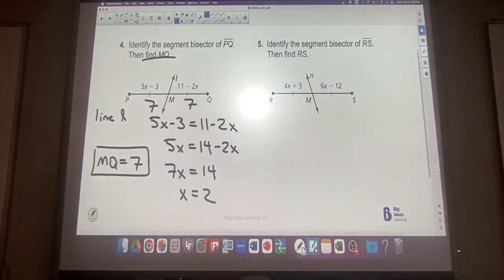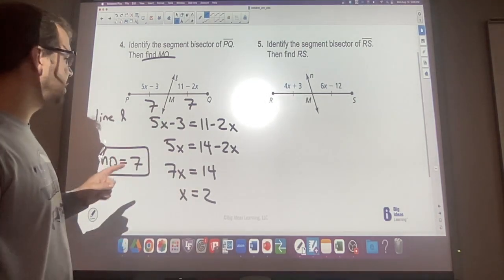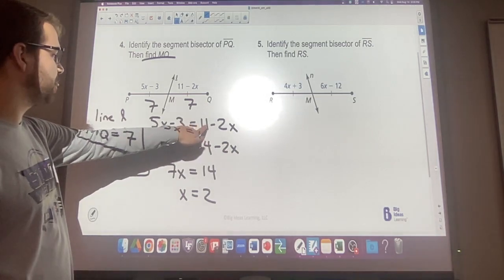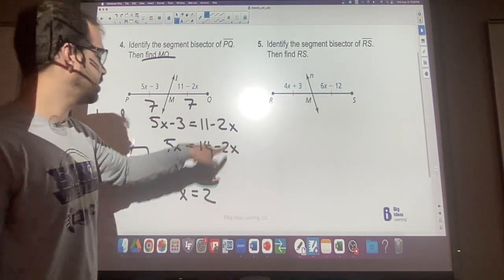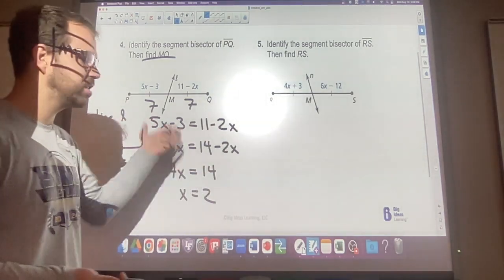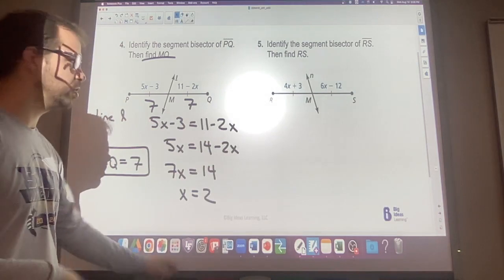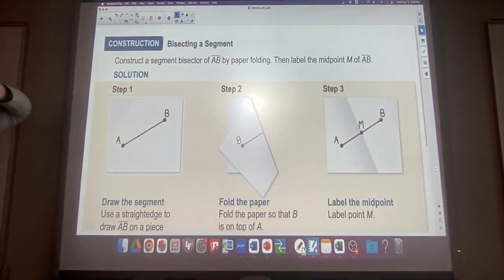Okay? I don't expect you to show this much work, and I'm willing to bet some people messed up. If you subtract 11 over instead, you get negative 14, and then you subtract 5 over, you get negative 7x. The negatives cancel out when you do negative 14 divided by negative 7. You should end up with positive 2 again. All right, we're going to skip 5 here. All right, you guys can try this one.